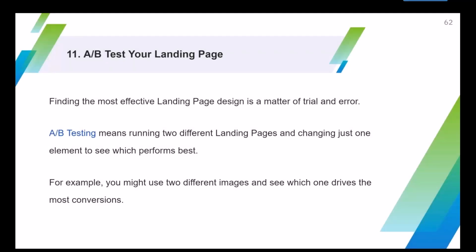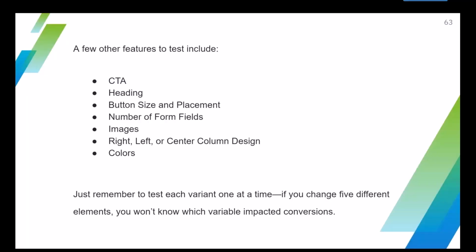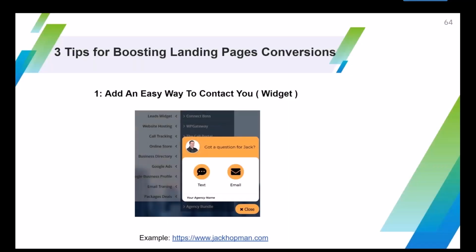A/B split testing is the holy grail if you can do that. A few of the things to test are call to action, heading, button size, images, colors, etc. Don't get hung up on those A/B splits for your landing page. It's kind of the next step. But to add the widget is the easy solution to get more results from any website.